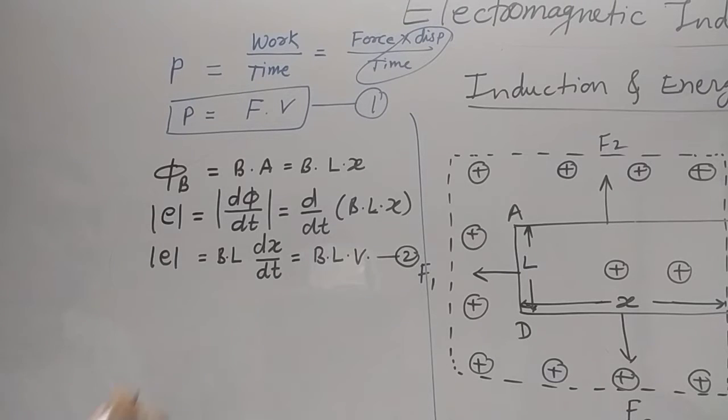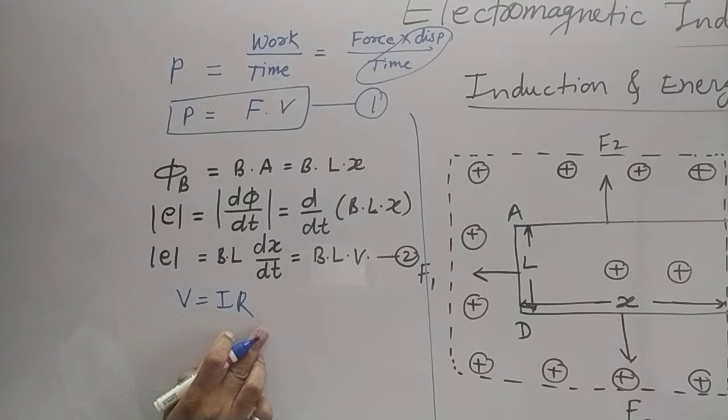Now, according to Ohm's law, which you might have learned in 10th standard and also in 11th, V equals IR, where V is voltage, I is current, and R is resistance.